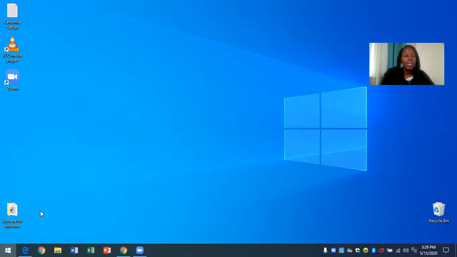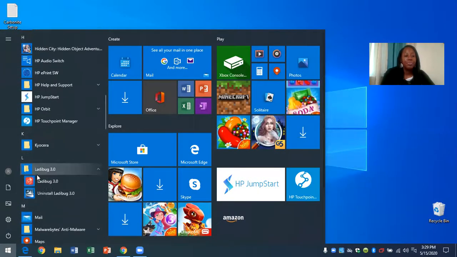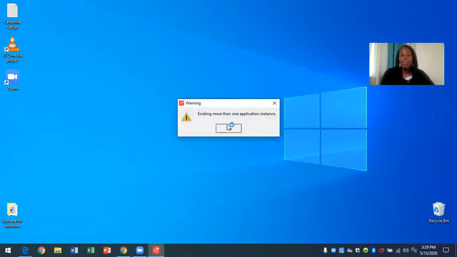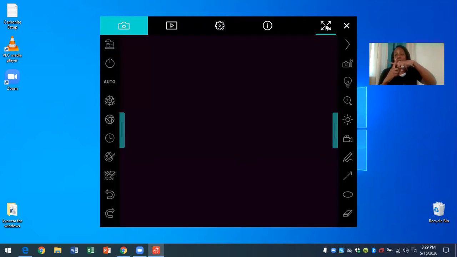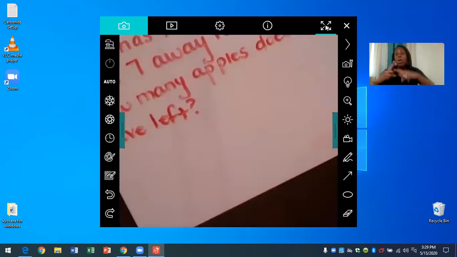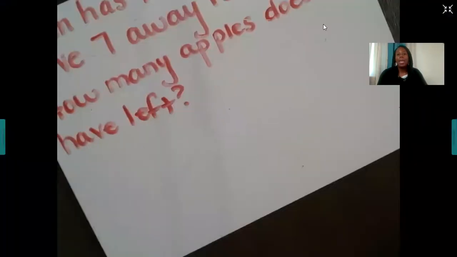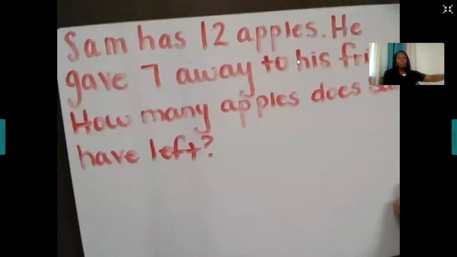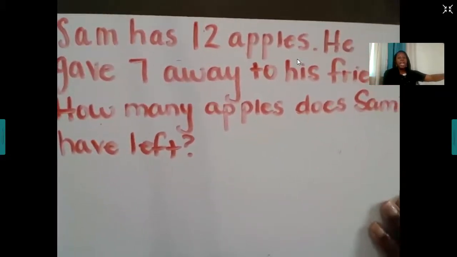All right, let me get you on my ladybug and get started. Okay, so remember your I can statement. I can solve addition, which means we're adding, that plus sign, or subtraction, which means we're taking away, using our word problems, okay? So I have my whiteboard today. That's all I'm using to kind of go over things.